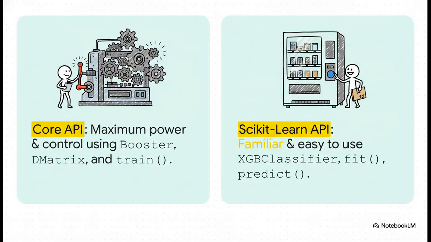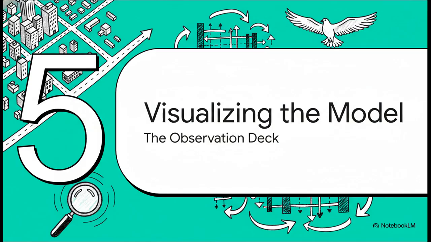This comparison really says it all, doesn't it? On the left, you've got the core API, which gives you maximum control. You're basically the factory manager. But on the right, you have the scikit-learn API, which gives you simplicity and ease of use. You're more like a customer who just wants a finished product. You trade a little bit of that fine-grained control for a much, much simpler workflow with functions like fit and predict.